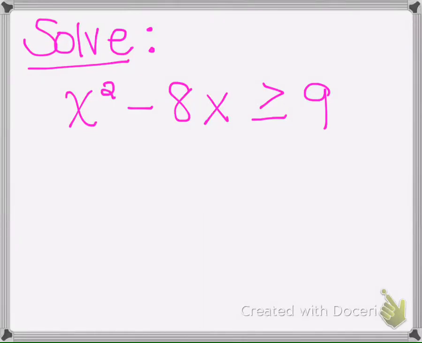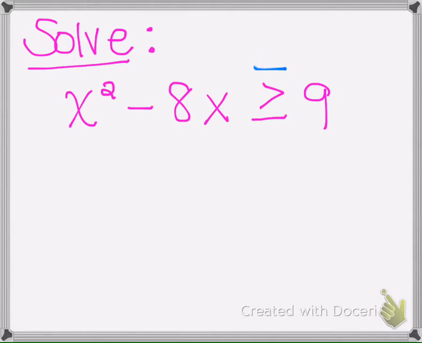Okay, so we are asked to solve this quadratic inequality. We're going to solve it just like if this was an equal sign. So the method I'm going to use is I'm going to set everything equal to 0, or in this case, since it's an inequality, I'm going to put everything on one side so that 0 is on the right side.